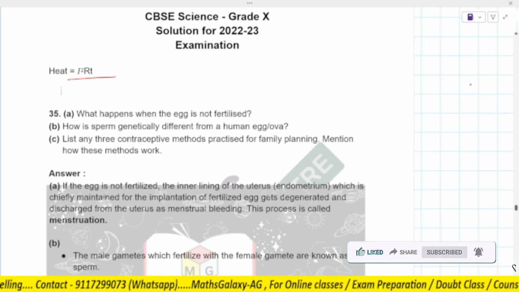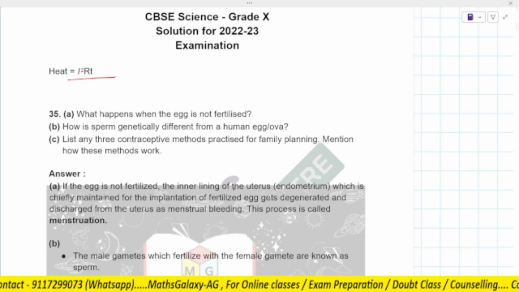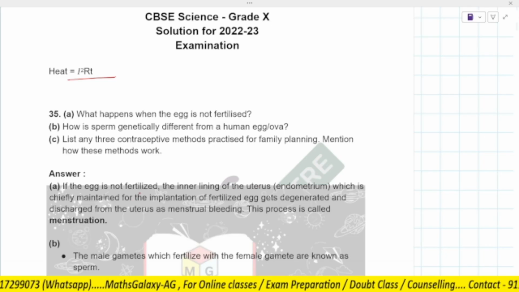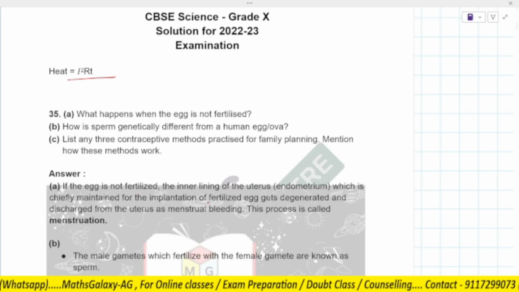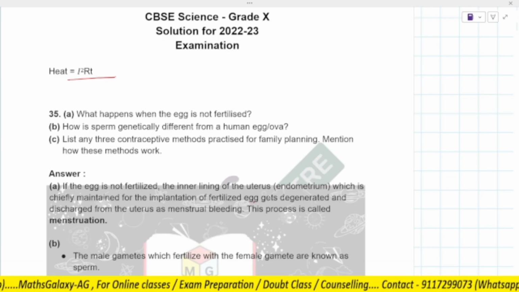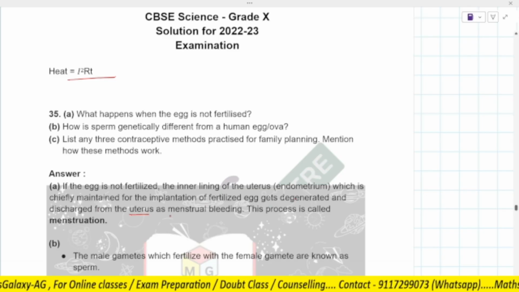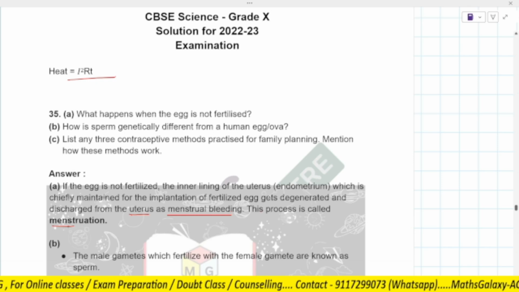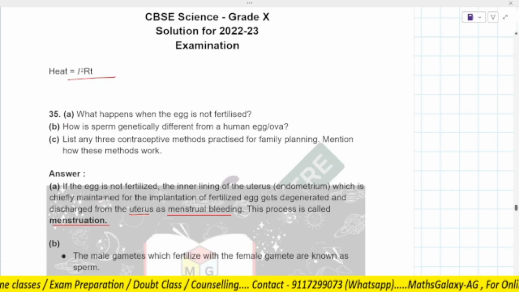So let's see here, if the egg is not fertilized, the inner lining of the uterus, that is the endometrium, which is chiefly maintained for the implantation of a fertilized egg, है ना? The layer of blood inside the uterus, है ना? That gets degenerated and discharged from the uterus as menstrual bleeding. Okay, and this process is known as menstruation. Is it clear? Or any doubt?